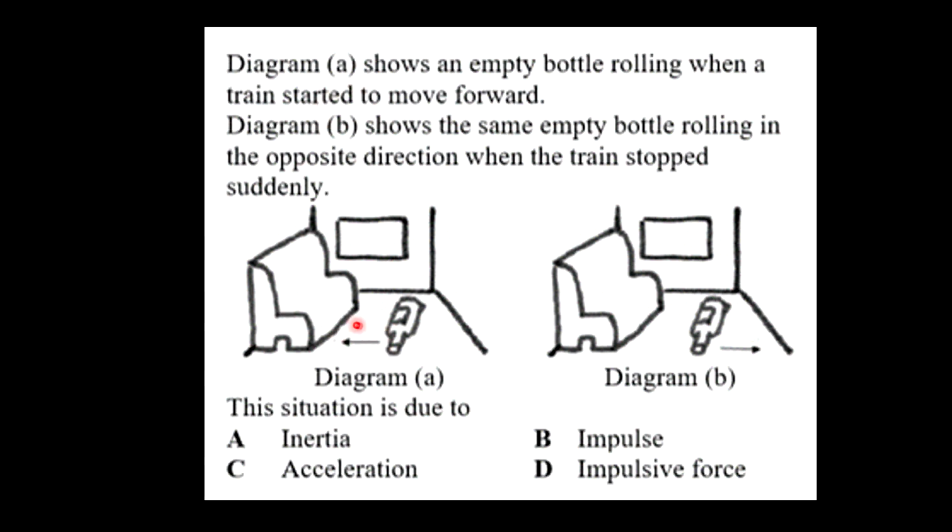Diagram A shows an empty bottle rolling when the train starts to move forward. Forward means to the right. The train moves forward and the empty bottle rolls backward. Then diagram B shows the same empty bottle rolling in the opposite direction, meaning moving forward, when the train stops suddenly. The train just now was moving forward and stopped suddenly, so the bottle rolls forward. So this situation is due to, which one is the answer? Yes, inertia.